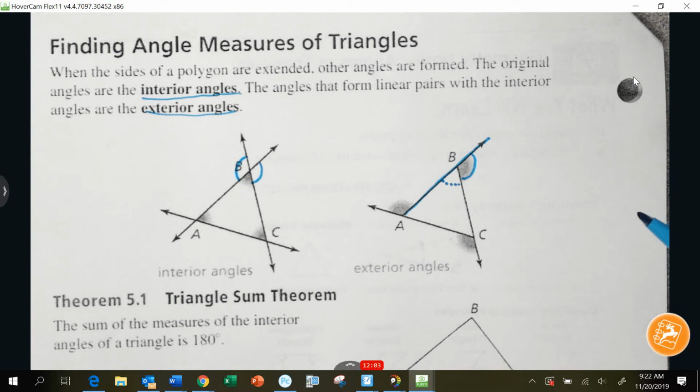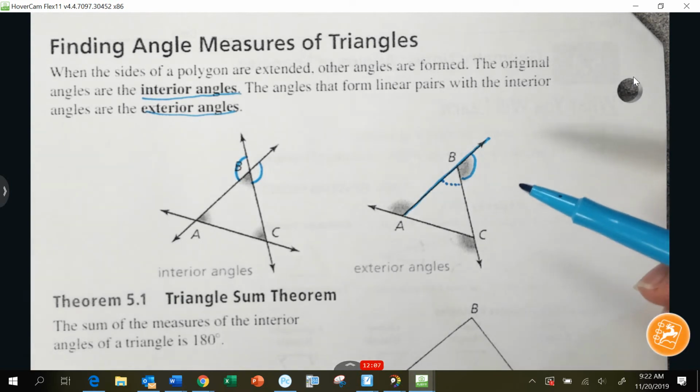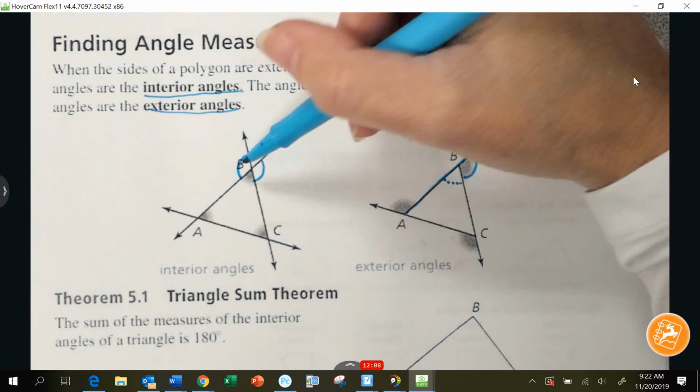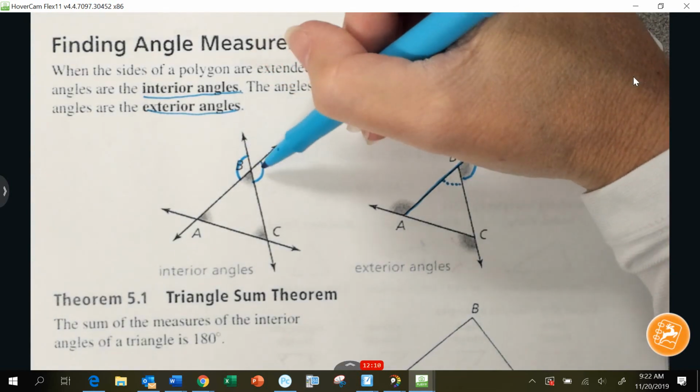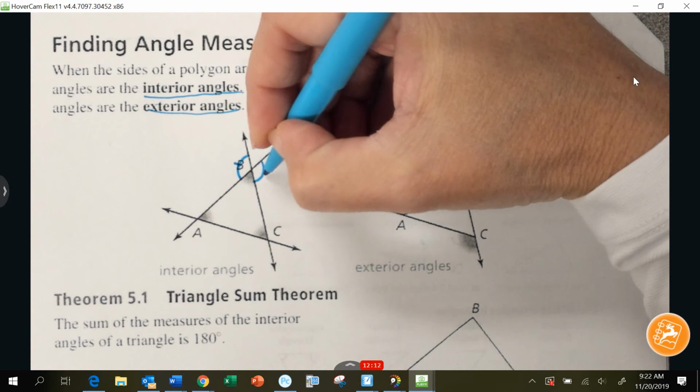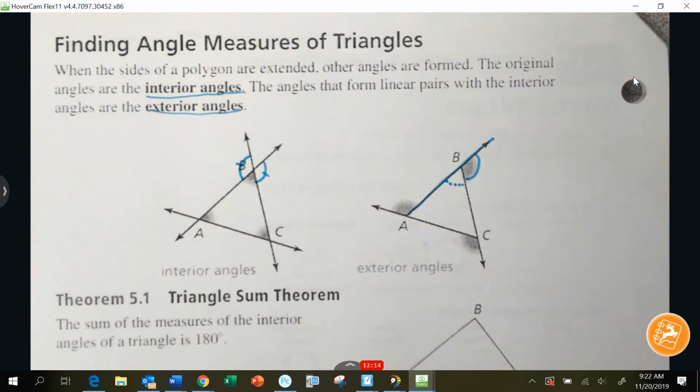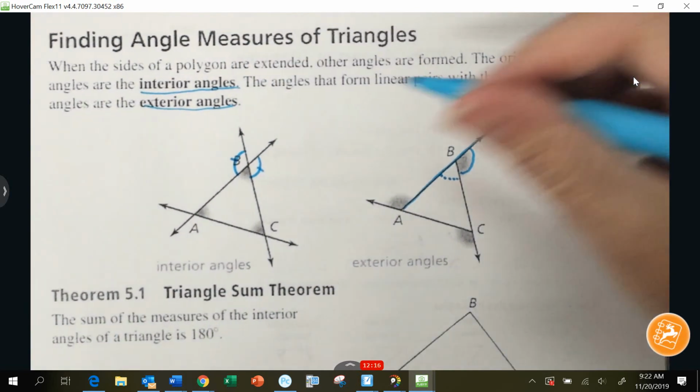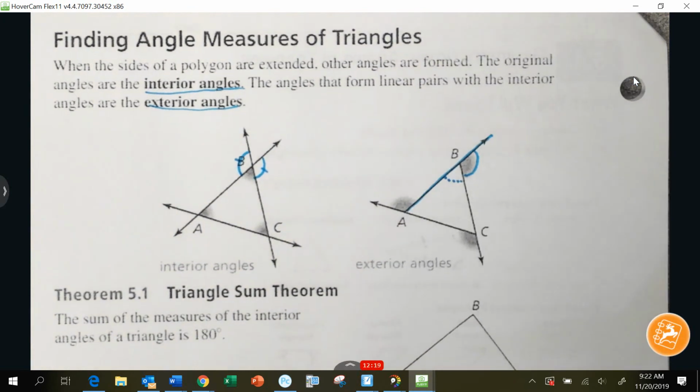What do you think, Ebony? Oh, they're supplementary. They add up to 180 degrees. Perfect. And what kind of angles are these, by the way? Vertical angles. And what do we know about vertical angles? Those are congruent also. So we'll have two exterior angles for every one interior angle.